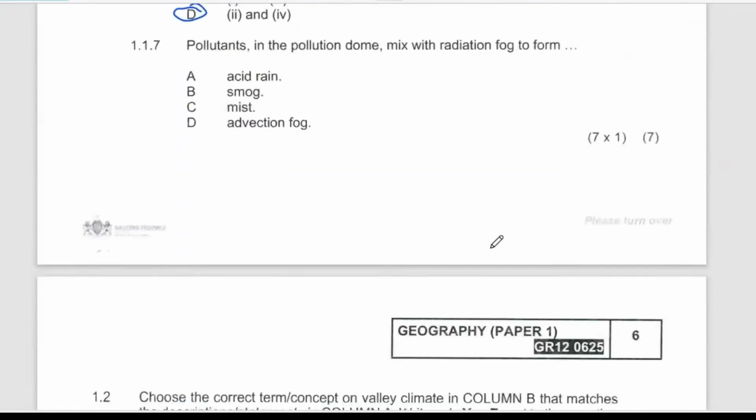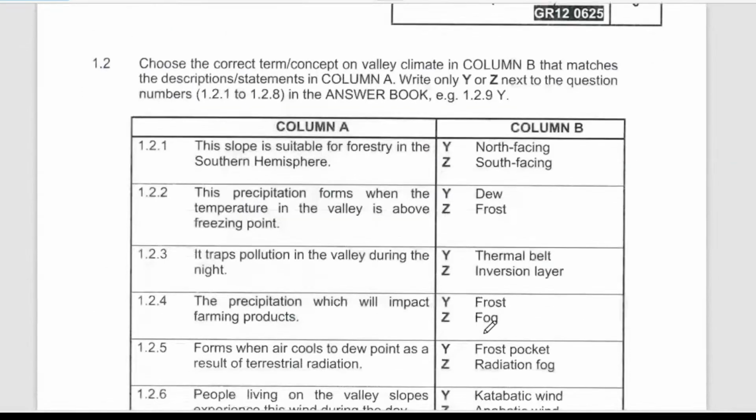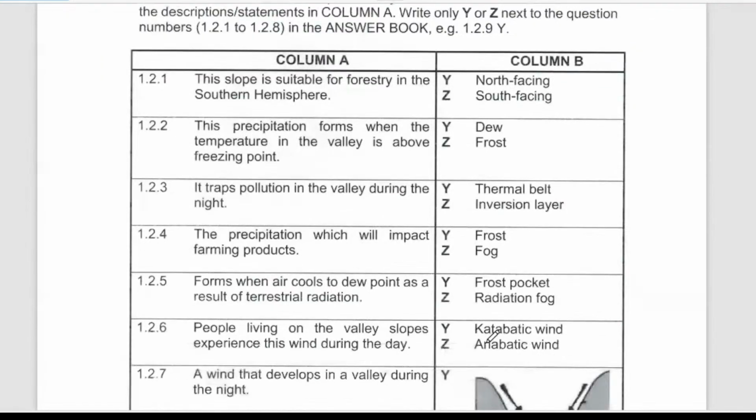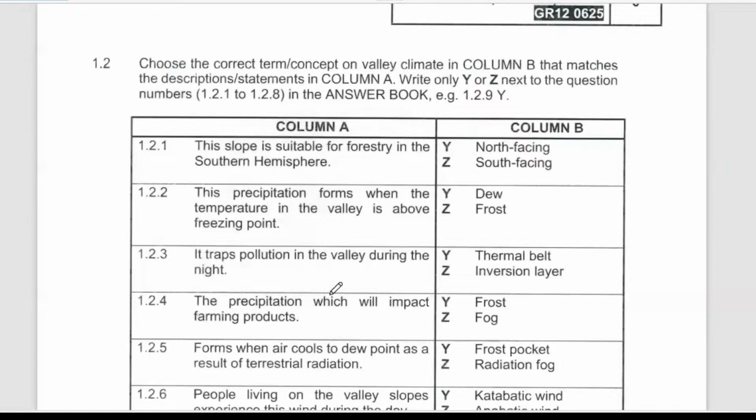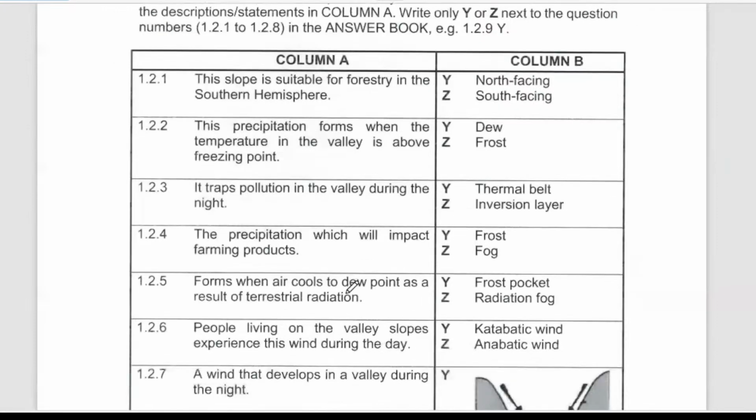Pollutants in the pollution dome mix with radiation fog to form. The mixing of pollutants with fog, they form what we call smog. Right, we move on to the next question, 1.2. It talks about a matching question. Right, it's a matching question. We're going to analyze the matching questions and try to figure out the right responses.